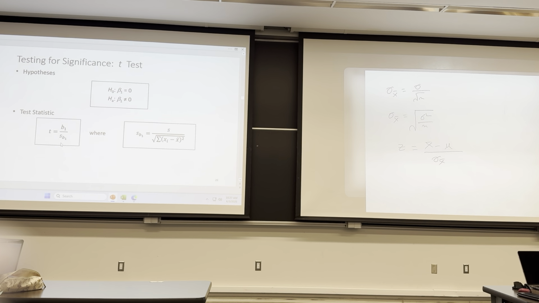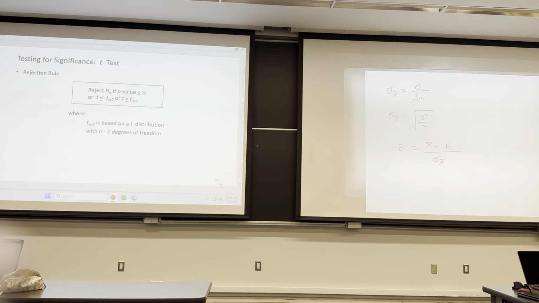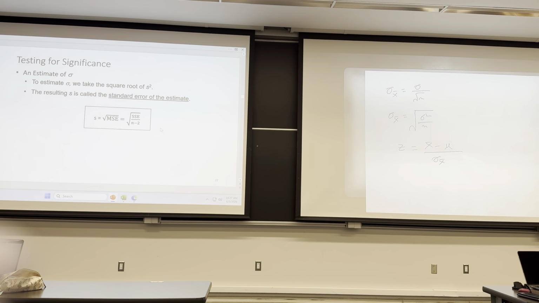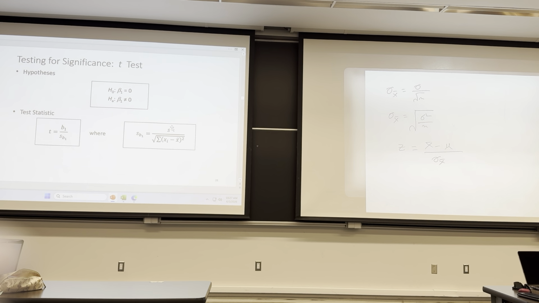Now, as far as the statistic is concerned, it is the sample slope divided by the standard deviation of the sample slope. SB1 is equal to the standard deviation. Which standard deviation am I talking about? I am talking about this standard deviation, which is the measure of dispersion around the regression line, divided by the square root of the sum of xi minus x bar square.